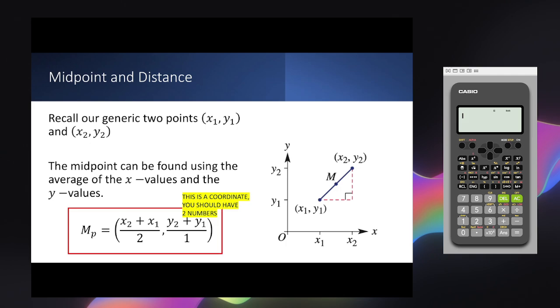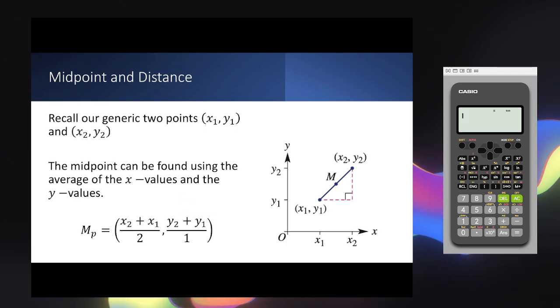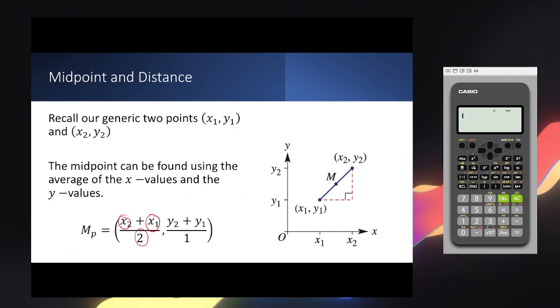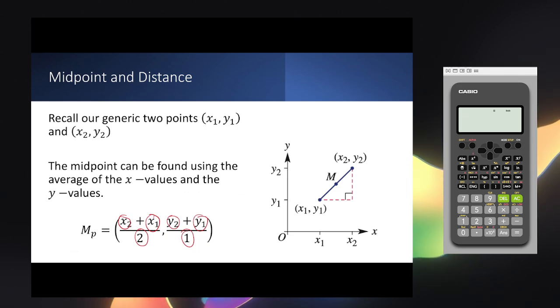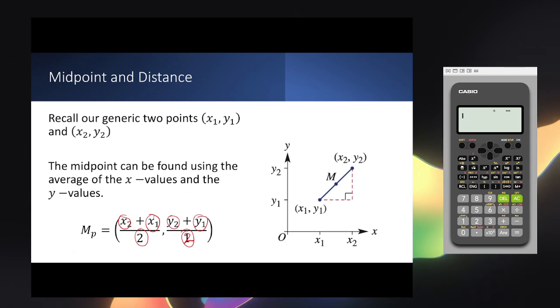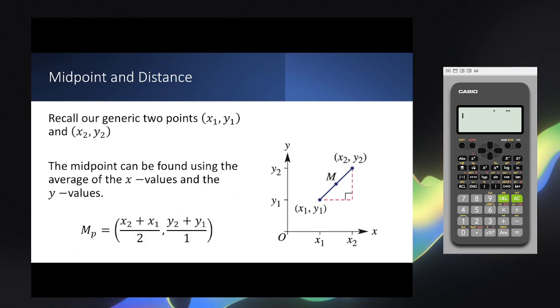So our formula is x2 plus x1 divided by 2. So it's an average, right? You add the two numbers and divide by 2. And the second part for the y's is y2 plus y1 divided by, that should be a 2, not a 1. So we're dividing both of them by 2 because it's an average. We take two numbers and divide by 2, okay? So by doing this, this allows us to find what the midpoint is, okay, using these averages.